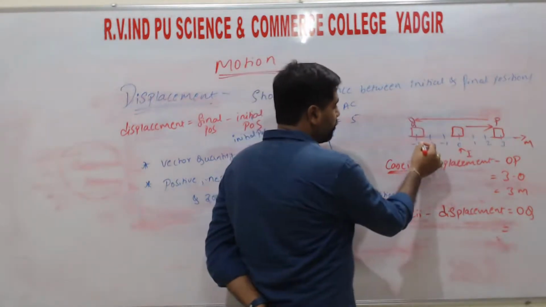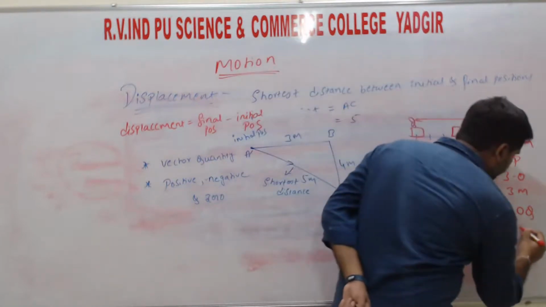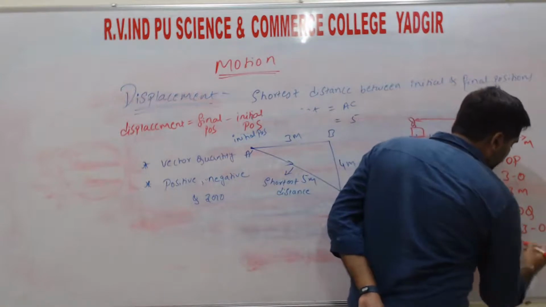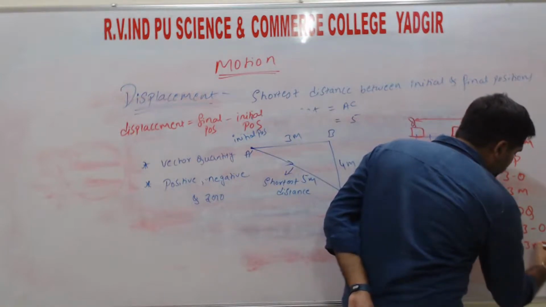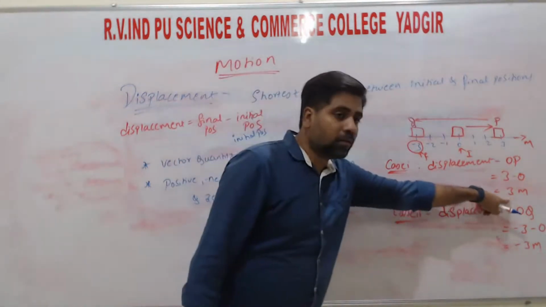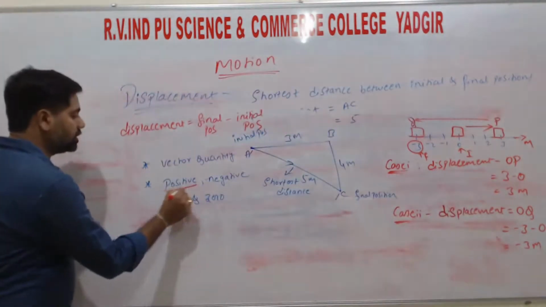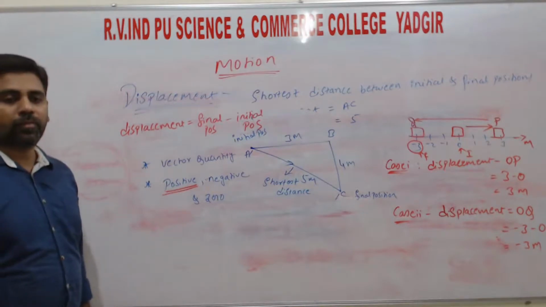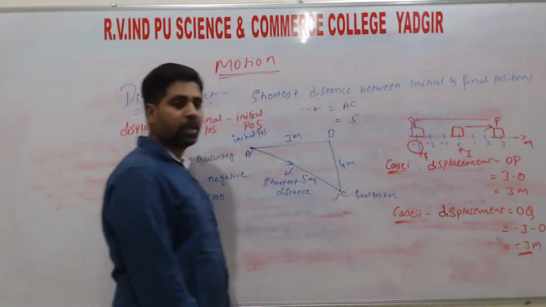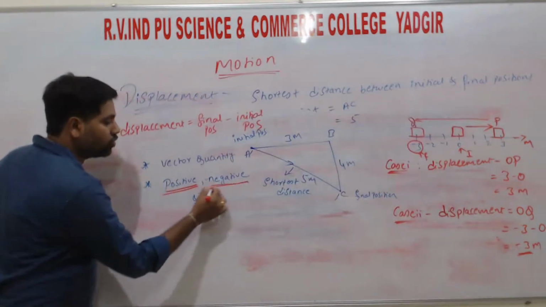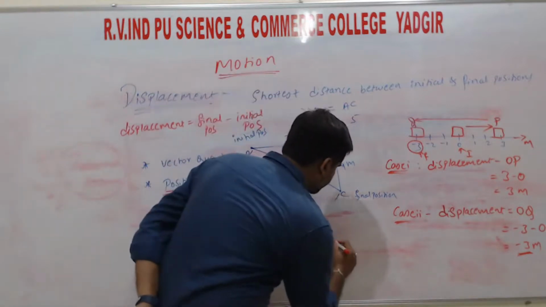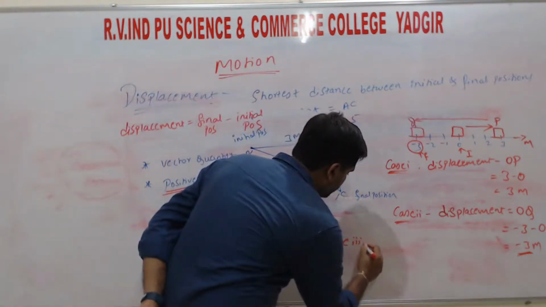So the final position value is how much? -3. Minus the initial value, how much? That is 0. So -3 minus 0 is -3 meter, right? So in the first case we get a positive value, that is, displacement is positive. In the second case we get minus 3, that is, displacement is negative. And for the third case, case 3.